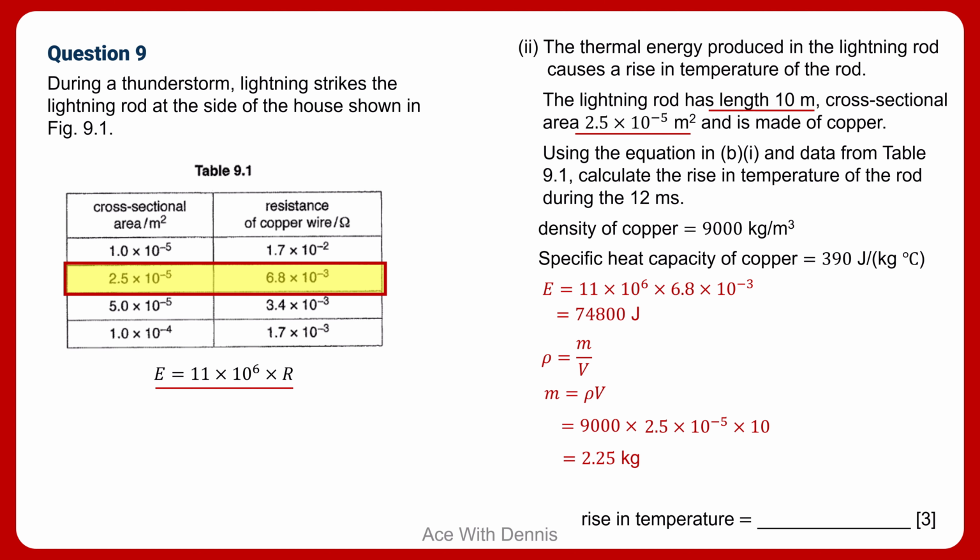Okay, so why do we need to use the mass? Because as given the specific heat capacity of the copper, the formula is E equals m c delta T. Alright, which means the change in the temperature will be the energy divided by m and c. Energy is 74,800 divided by the mass, which is 2.25, and the specific heat capacity is 390, and we'll get 85.2 degrees Celsius. Hence, the answer for the rise in temperature is 85.2 degrees Celsius.